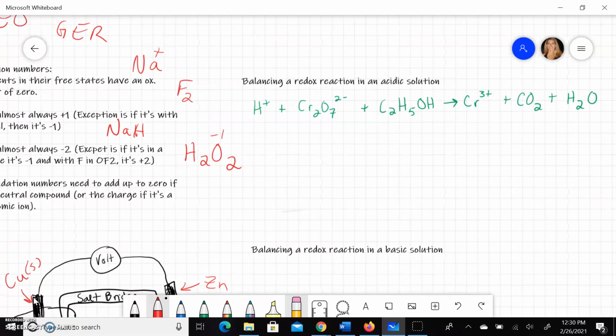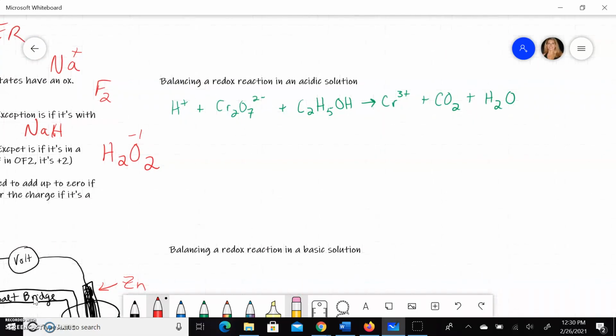Let's do some examples. So we're going to balance a redox reaction in an acidic solution. The first thing you need to do is figure out what got reduced and oxidized by labeling charges on everything. So H has a +1 charge, so I know that's +1. The chromium and oxygen all need to add up to -2. So let's go ahead and label oxygen. -2 times 7 is -14. We want it to equal -2, so that means the chromiums have to add up to 12, because 12 plus -14 will give us -2. And so each chromium is going to be +6.